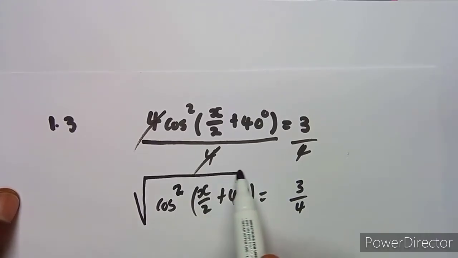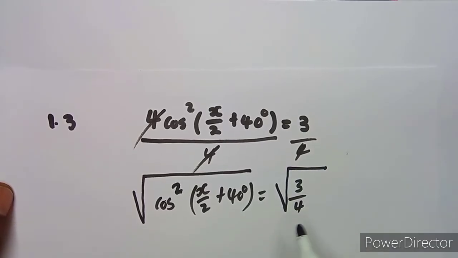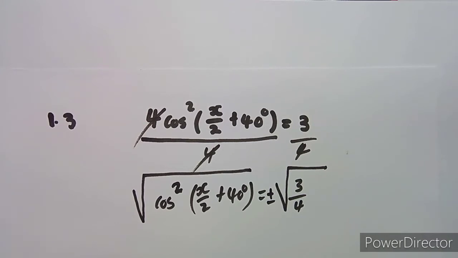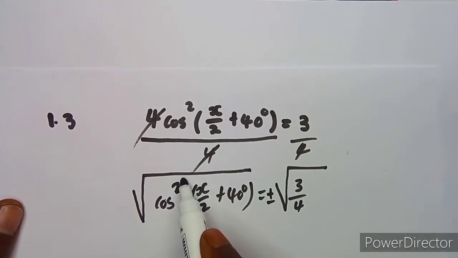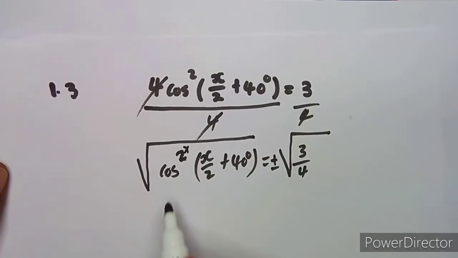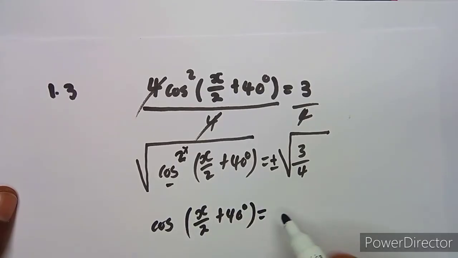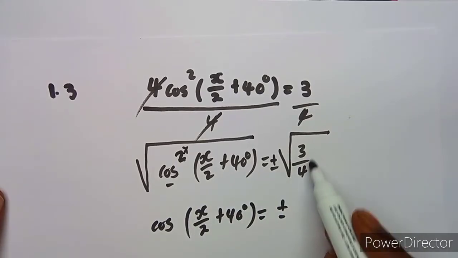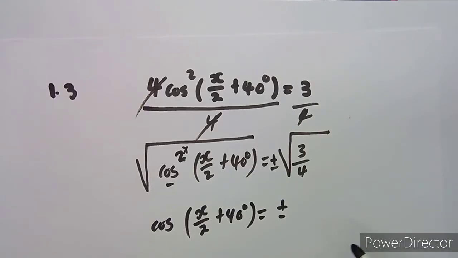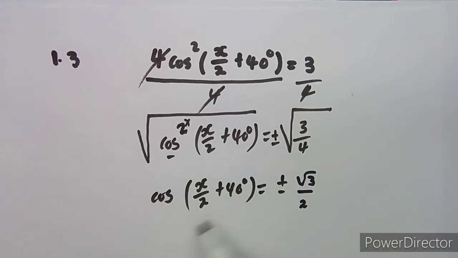It's simply an introduction of the square root on both sides, which we know that the square root of any number is going to give us a plus or minus. So the moment we introduce this square root, we are actually getting rid of the square, which means we are going to be left with cos(x/2 + 40 degrees), which is equivalent to plus or minus square root of 3 over 4, which from your calculator is going to simplify further to square root of 3 over 2. So this is actually what we have.